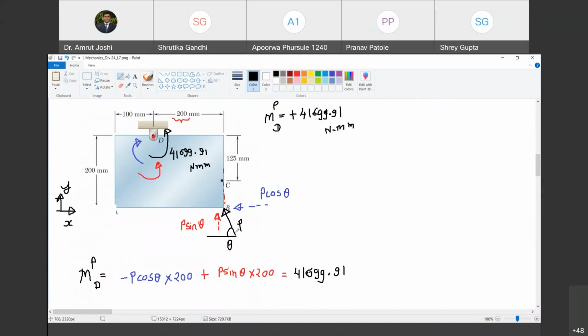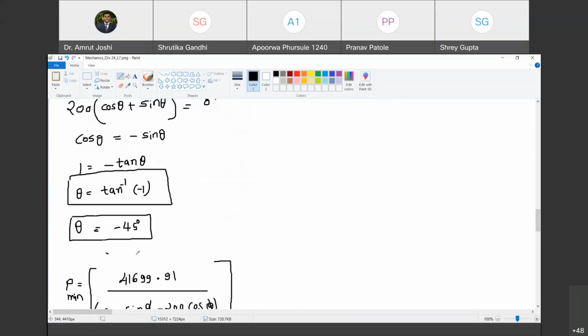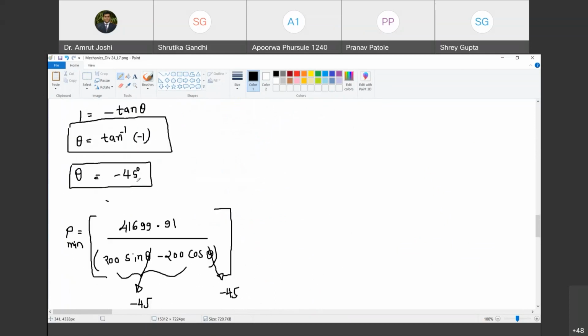So what is the interpretation of negative P? See, at the beginning, when I assumed P, I assumed it towards the point of application, or towards point B. So when I say that P is negative, that means it is going away from the point of application. The originally assumed sense of P towards the point of application is incorrect. That is what it means. And now what about theta? How can theta be negative?